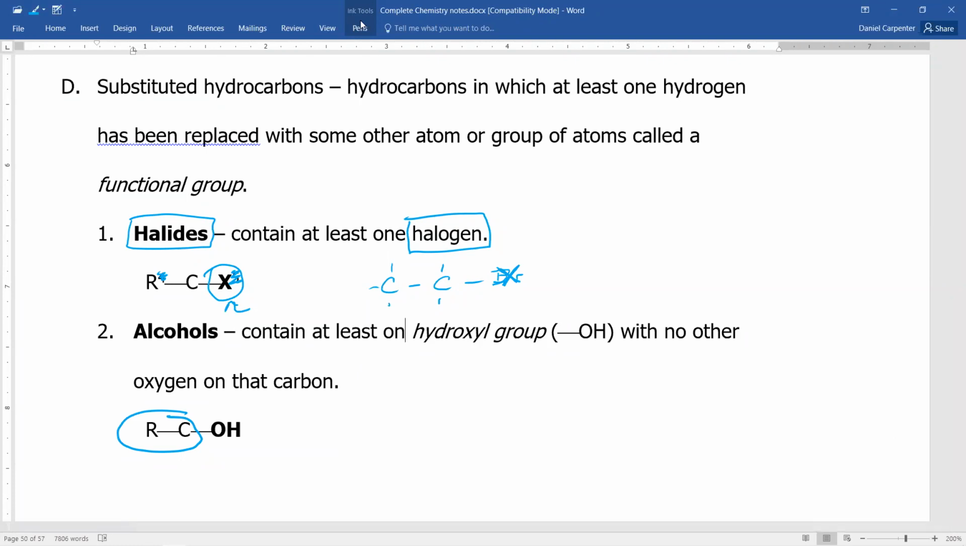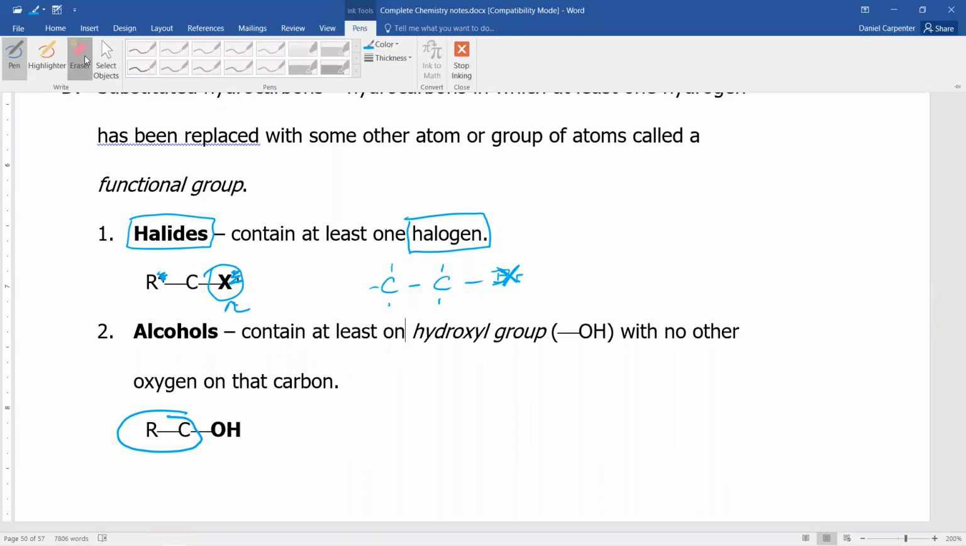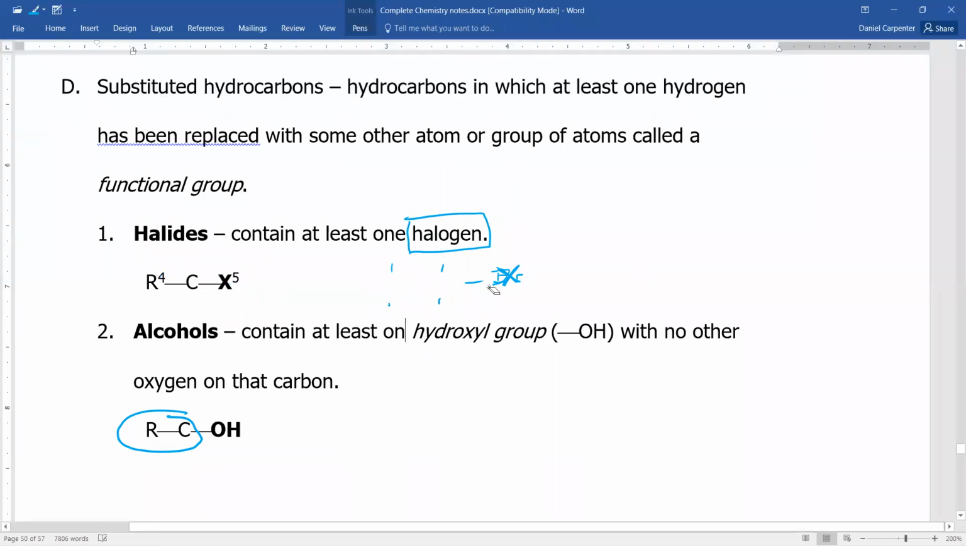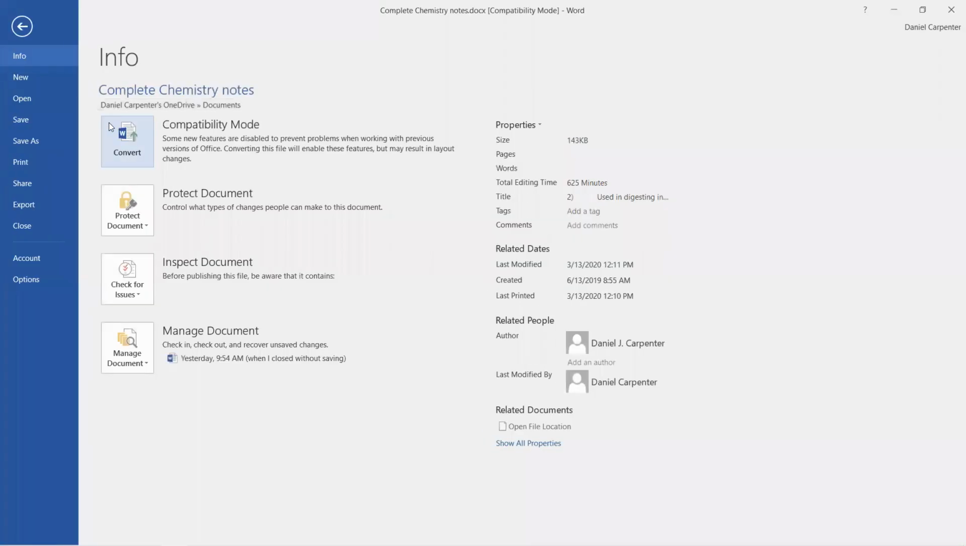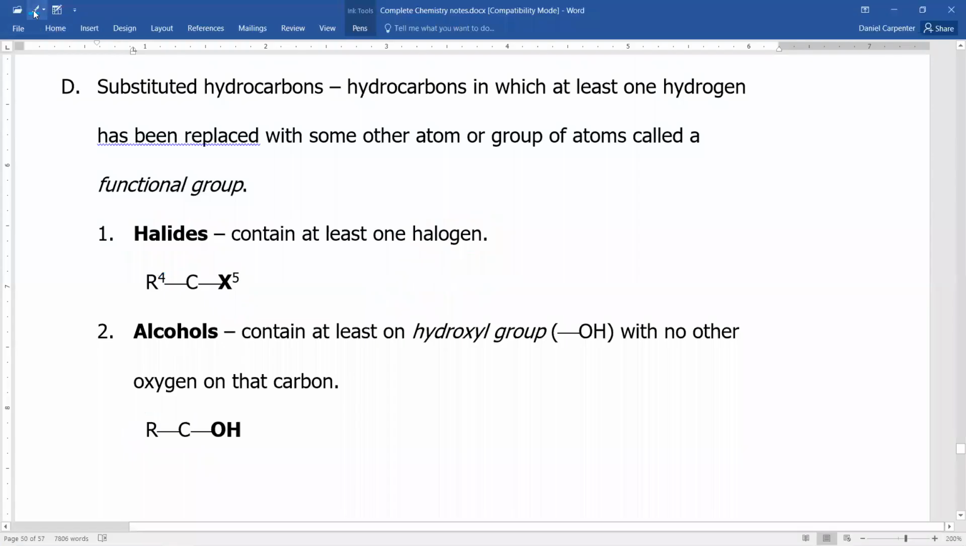Now, let's see. Notice here, if you didn't make the change already, notice right, nope, wrong one, sorry.